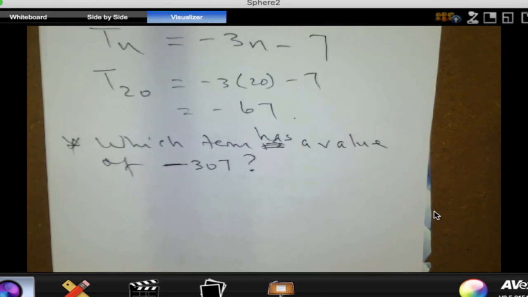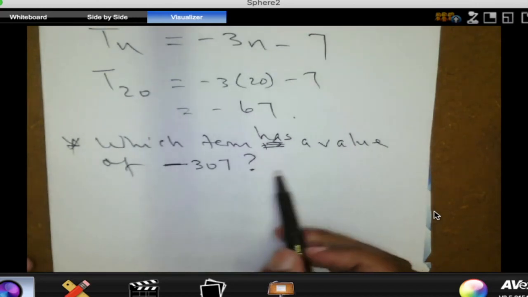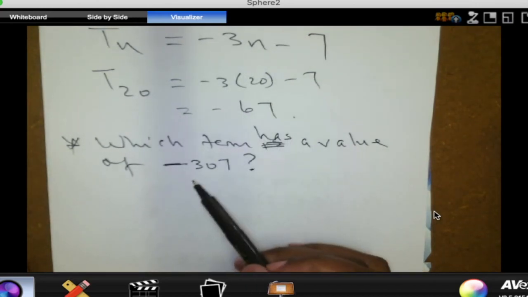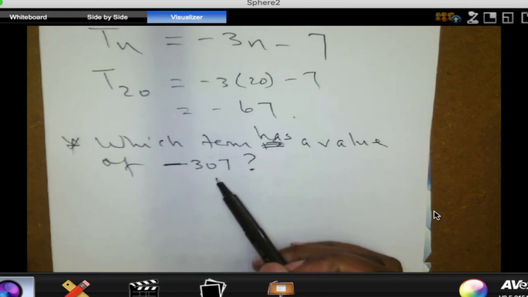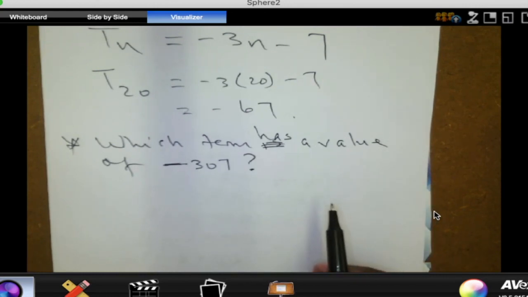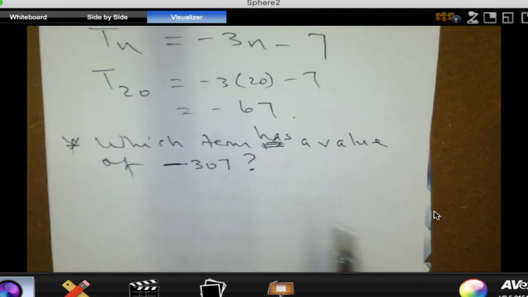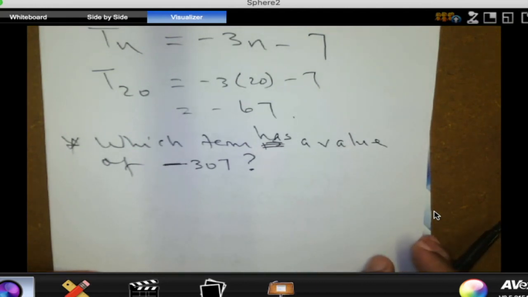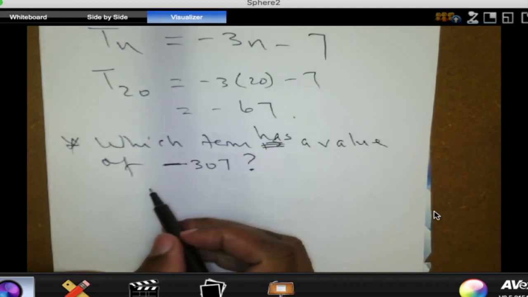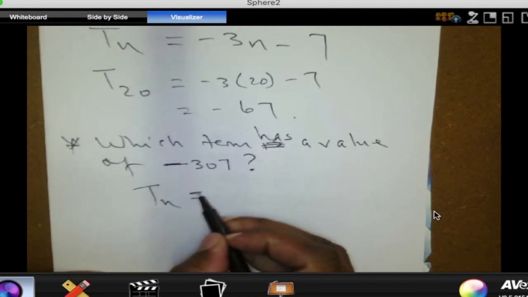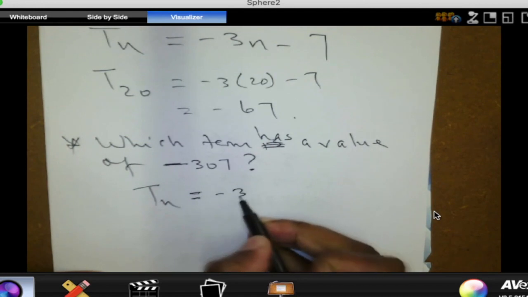Okay, so first you need to understand the question. People make mistakes here, and they substitute, like they replace n with negative 307, right? So you need to understand we are looking for the position of a term whose value is minus 307. So how do we answer this question? Because you are not just going to give me the answer. Right, we're going to say we are given here that Tn is equal to minus 307.